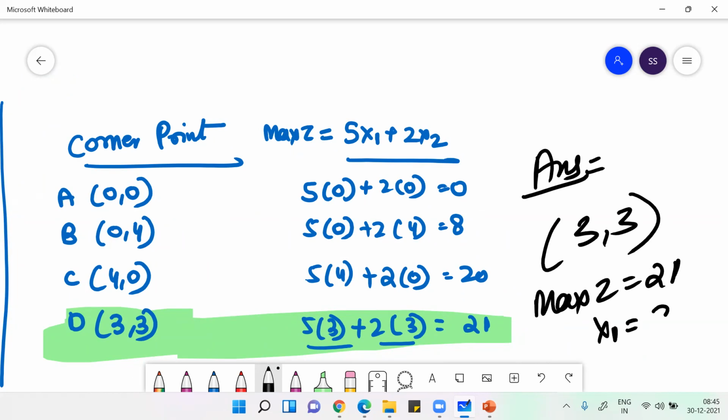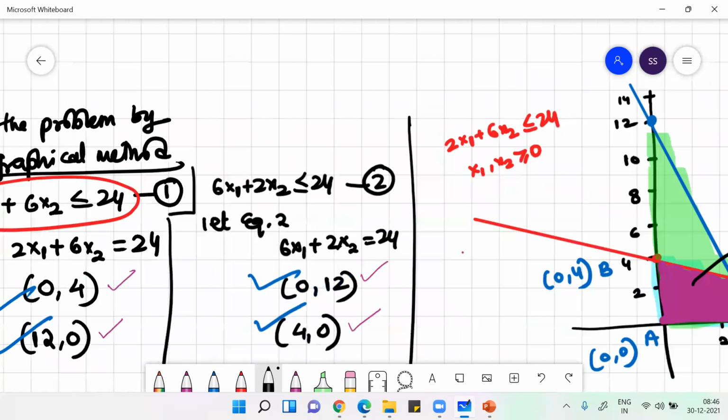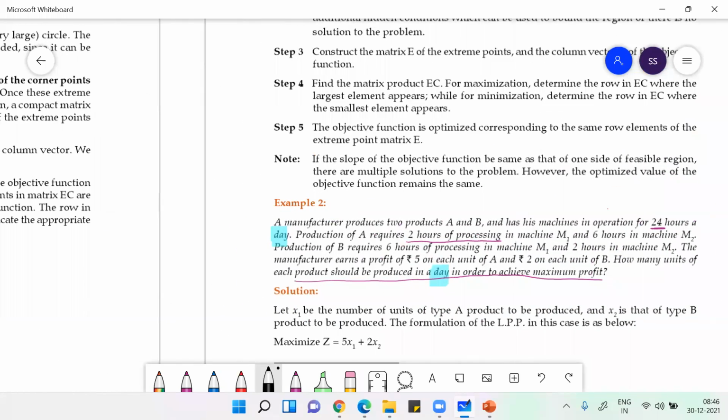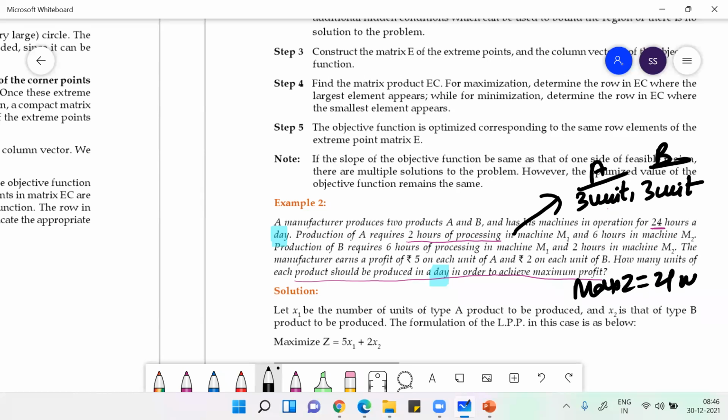What should be the value of x1? You should take 3, and x2 value 3. So how many units of x1 should I manufacture per day? I should manufacture 3 units of product A and 3 units of product B. Coming back to the question: how many units of A and B should I manufacture per day? I should manufacture 3 units of product A and 3 units of product B. Then I'll get the maximum profit of 21 units.